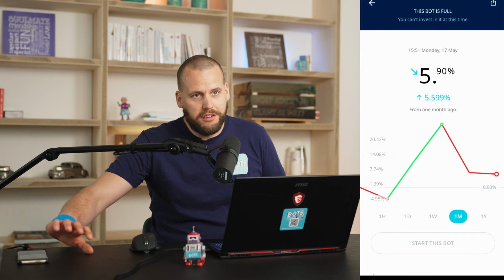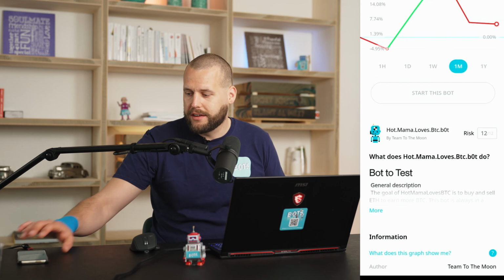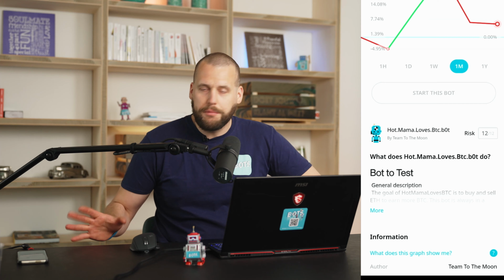So a question we get asked a lot is, what is the market cap of a bot and why is it so low when new bots come to the platform? As an example, I have here a bot from the bots to test category, which is clearly marked. The bot is full and you can't put any more money on it as this is bots to test. It has not been with the platform for very long and people can only invest 5,000 euros into this specific bot for the moment.